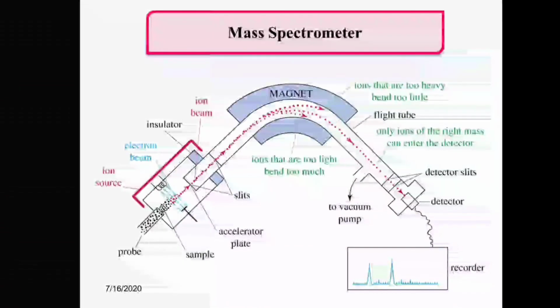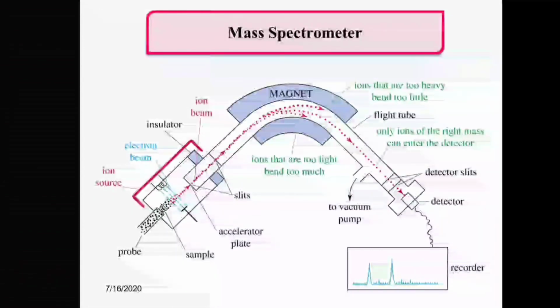This is a diagram of a typical mass spectrometer. Here you can see a probe from where the sample is ejected, then the ion source, then of course the beam of electrons that are passing through, then there's an insulator, and there are slits through which these electrons are passed. The ion beam is shot onto them.